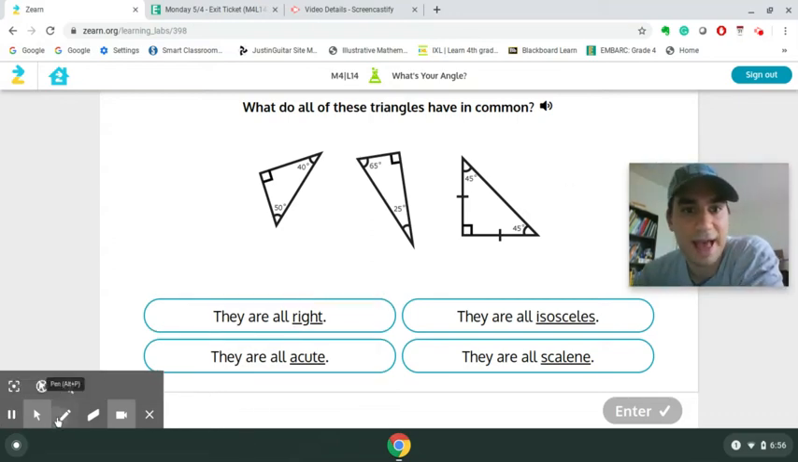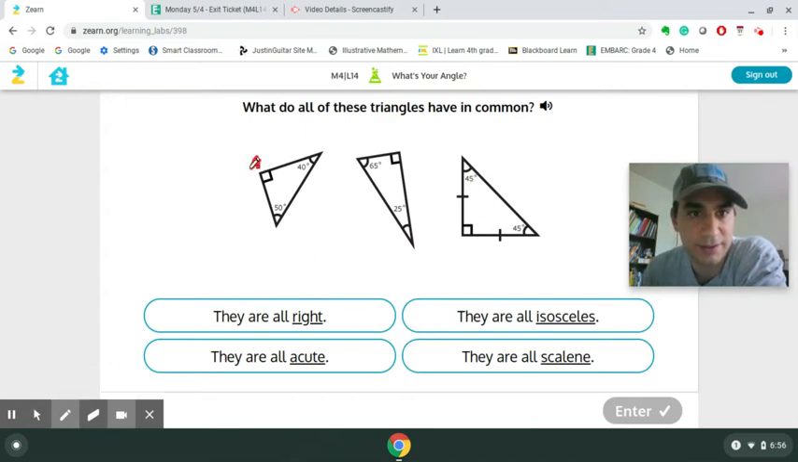What do all of these triangles have in common? Go ahead and pause the video, answer, and then check your work. Okay, if you said that each of these is a right triangle, you're correct. Check it out. I see right angles, at least 1. Very good. They're all right.